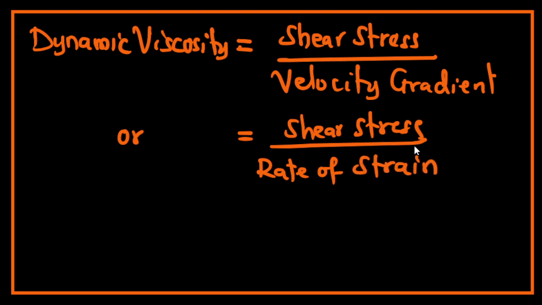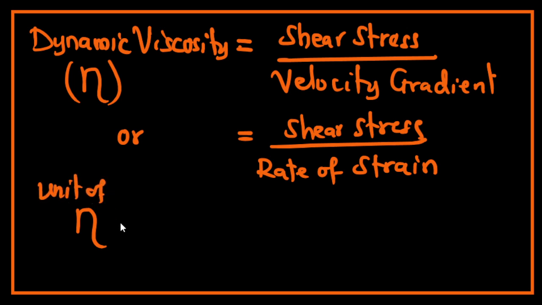So either velocity gradient or rate of strain is correct. The symbol that is mostly used is the symbol eta. If you want to create the unit for eta, the unit of dynamic viscosity is going to be the unit for stress. Stress is force over area, making the unit Newton per meter square.